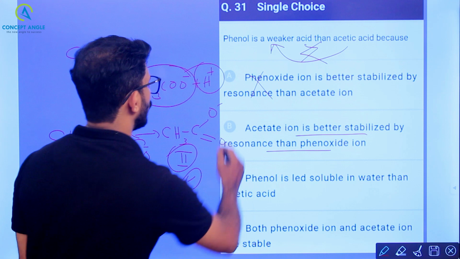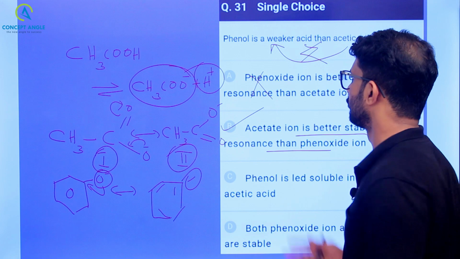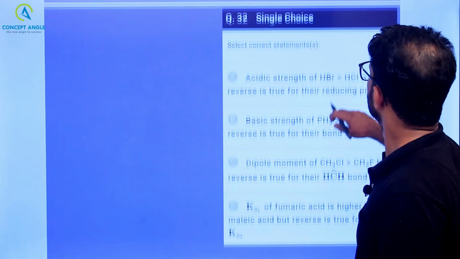So this is the answer. Acetate ion is better stabilized by resonance, as its resonance structures are identical and the negative charge is on the most electronegative oxygen atom. Option B. Hope it is clear. And question number 32.